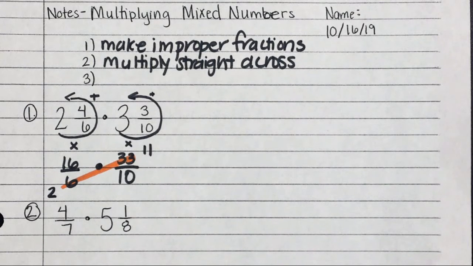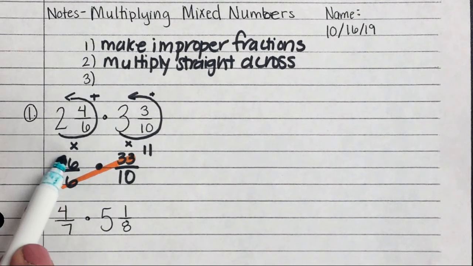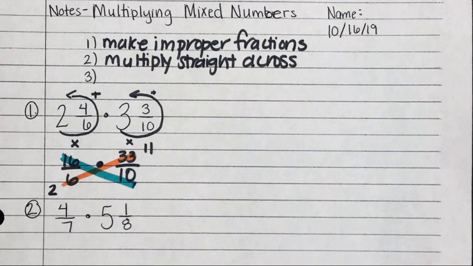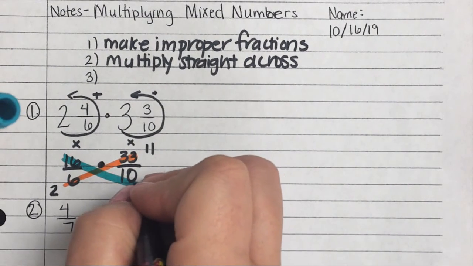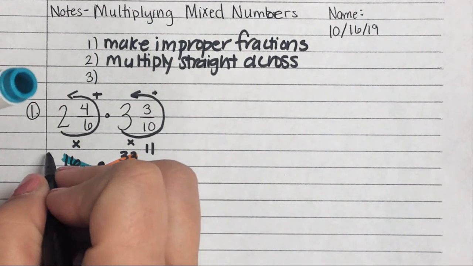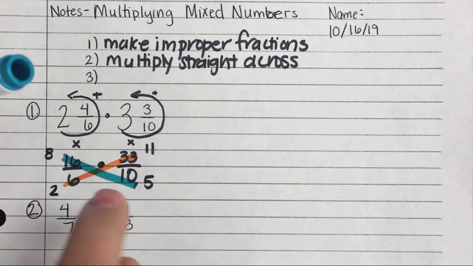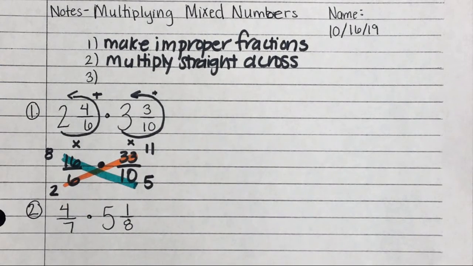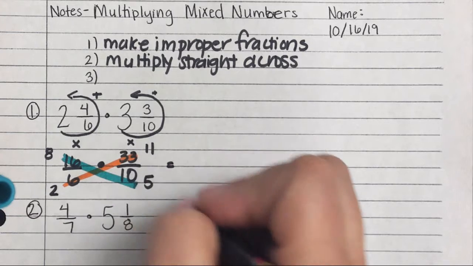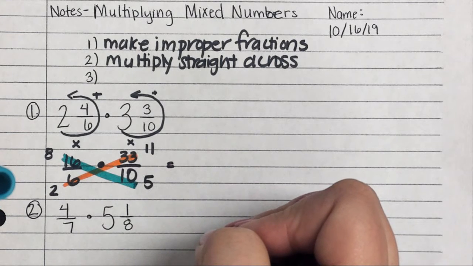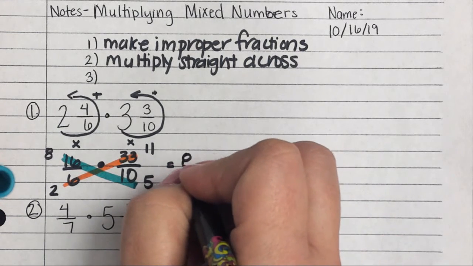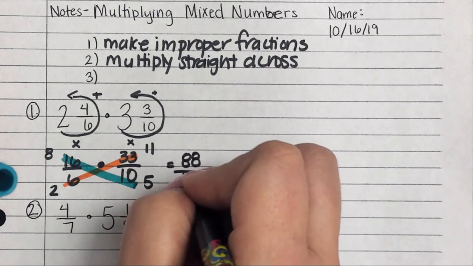Can we cross cancel 16 and 10? Yes. What will go into both? 2. 2 goes into 10 5 times. 2 goes into 16. 8. Now that we've cross canceled, we can multiply straight across. What's 8 times 11? 88. And 5 times 2? 10.